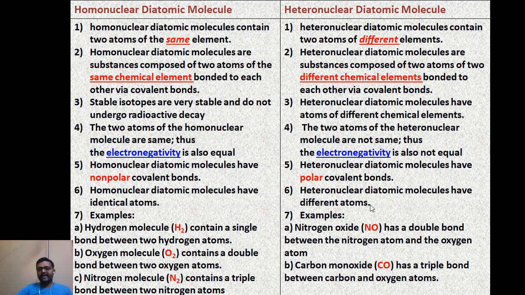We can apply this to heteronuclear molecules. Nitrogen oxide, NO, has a double bond between the nitrogen atom and oxygen atom. These are different atoms, nitrogen and oxygen, therefore it is included in the heteronuclear molecules. Another is carbon monoxide, which has a triple bond between carbon and oxygen atoms. This is a very important comparison of homonuclear and heteronuclear diatomic molecules, and these points are included in your syllabus. Therefore, read it carefully, this question is asked in examinations, so you can prepare it.